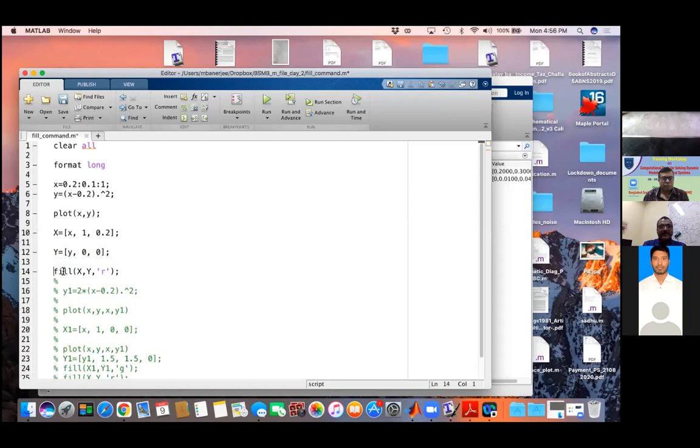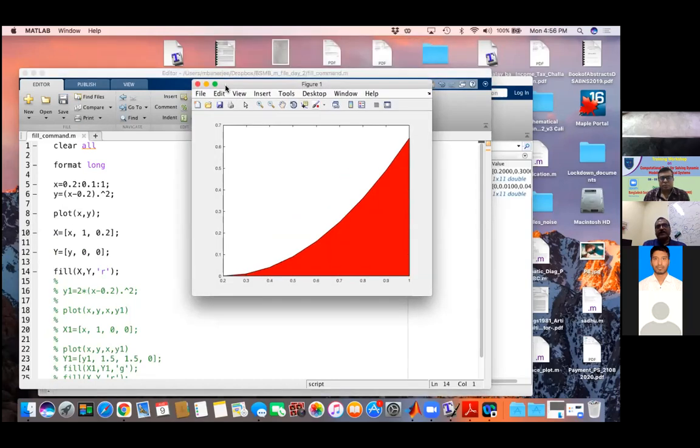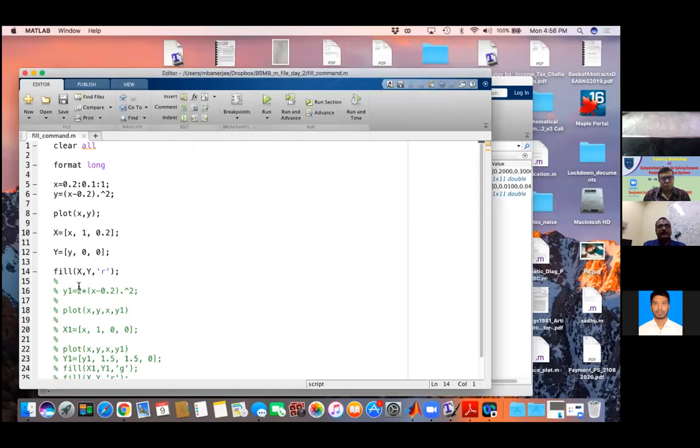that is fill(X, Y, 'r'). If you do that, then you can get a plot like this. That means this range is now filled up with red color. So suppose this is your bifurcation curve and you intend to fill up this portion. Secondly, you can consider one more curve, that is y1.